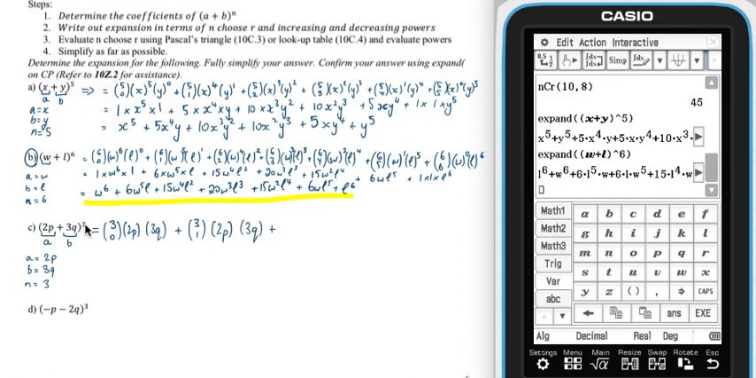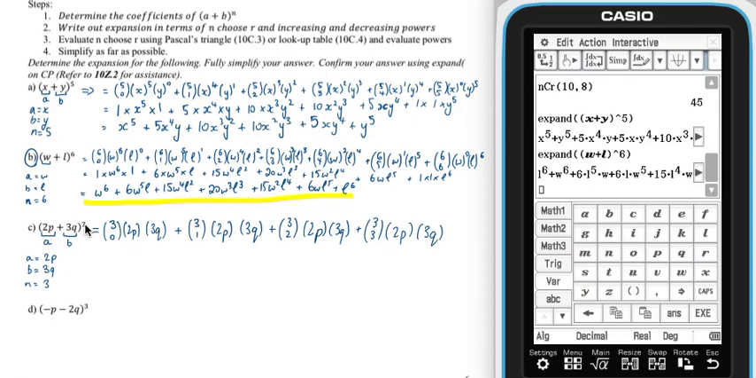2p, 3q, plus 3 choose 3. We know when we reach 3 choose 3, we don't have to go any further because that's the end of the expansion.